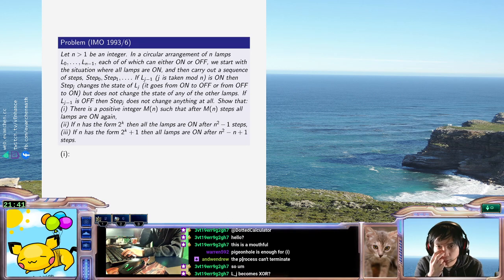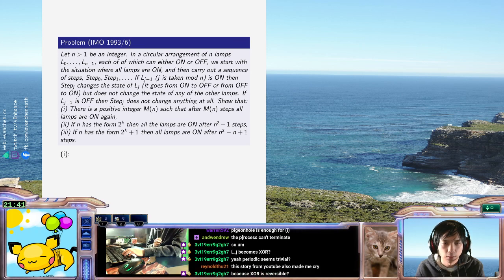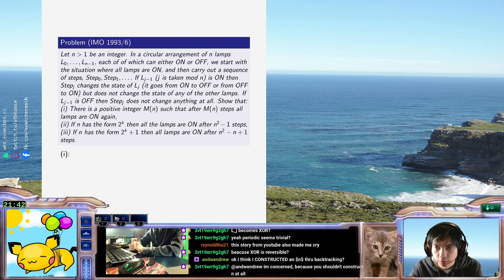Yeah, so Twitch already figured out part 1, which is that, let's see. They're all on, and off lamps are ignored. Yeah, it looks like XOR. So part 1 is probably some finiteness thing.